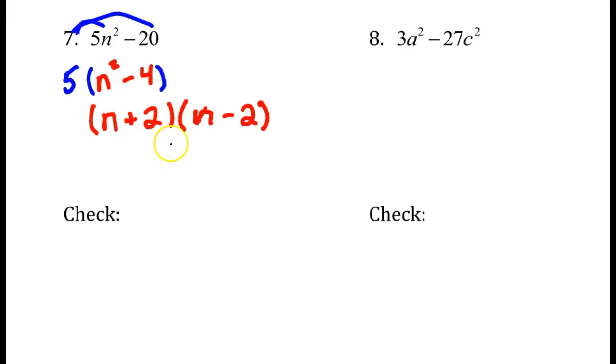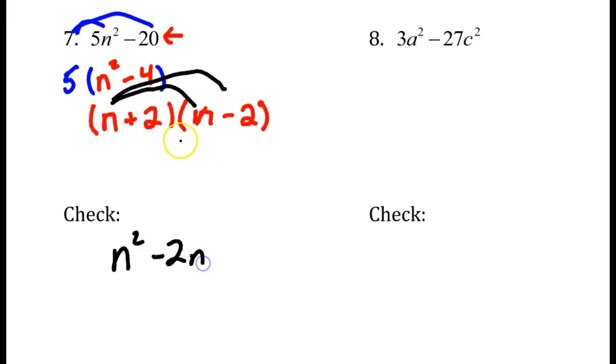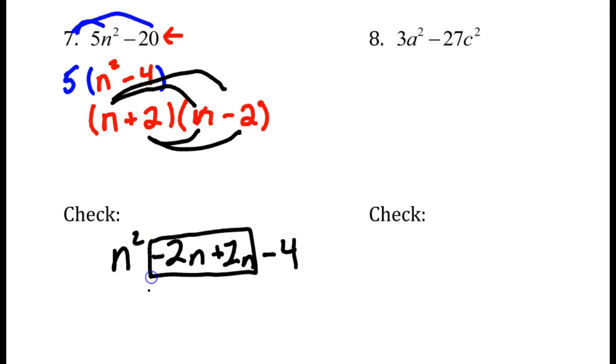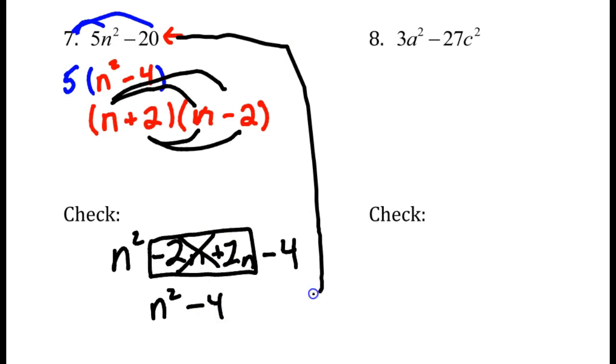Now check this. Does this multiply back to this original problem? So n times n, right? N times negative 2, 2 times n, right? And 2 times negative 2 is negative 4. Sure enough, we get the 0 on the inside, right? But what we're left with is n squared minus 4. Now, does that match our original problem? No, it does not. So this is not correct.